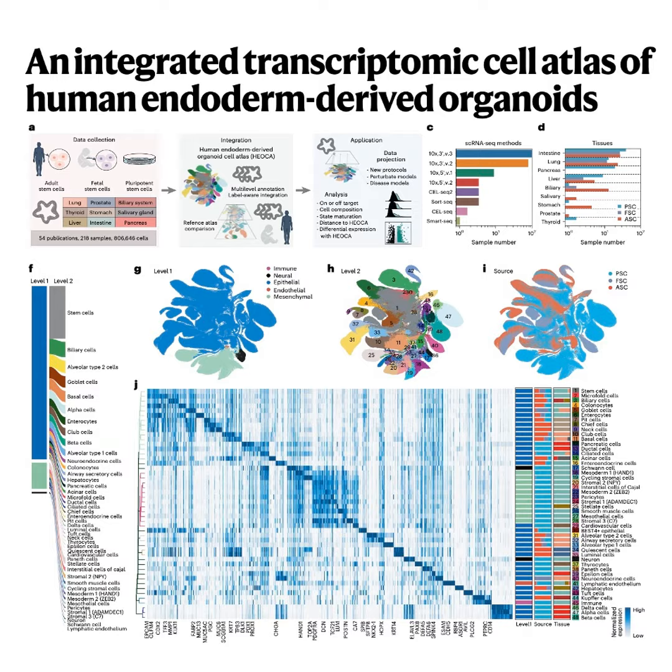Because the obvious next step for these researchers was to use this map to grade the actual organoids they were growing. To see if they were actually any good. Exactly. Let's look at the specific case studies the paper highlights, starting with the human intestine, which they call the HIOCA, and the human lung, the HLOCA.